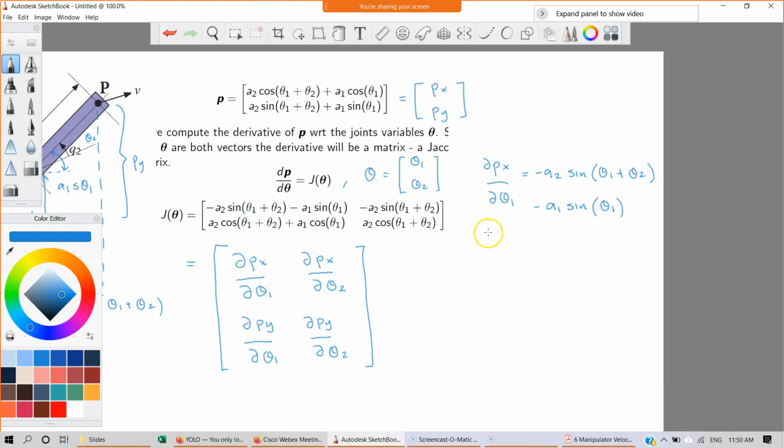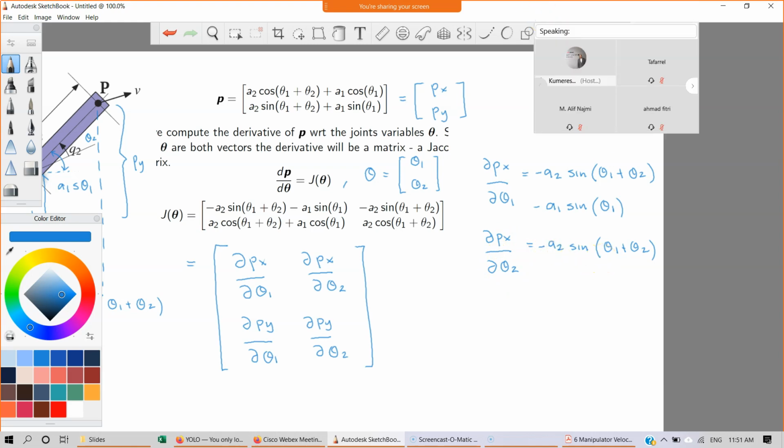Next, let's take the partial derivative of del px with respect to del theta 2. Again, we refer to the first element. A2 remains, it's a constant. Cos becomes minus sine, and the argument remains theta 1 plus theta 2. The partial derivative of theta 1 plus theta 2 with respect to theta 2 is 1. The other term does not have theta 2, therefore it's 0. So del px over del theta 2 equals minus A2 sine of theta 1 plus theta 2. Do you have any questions at this point?